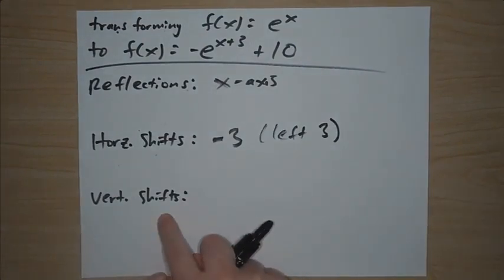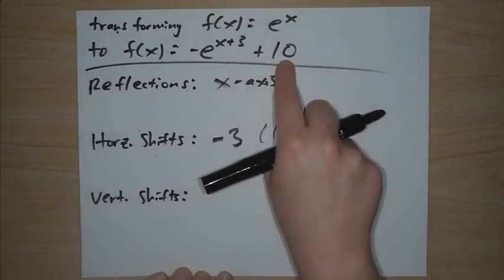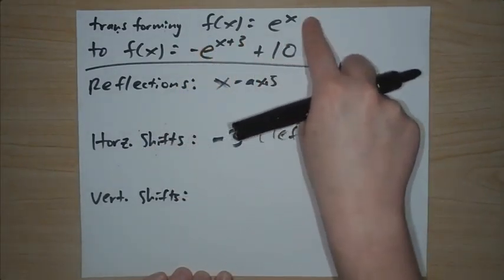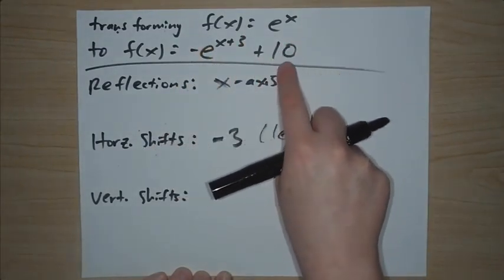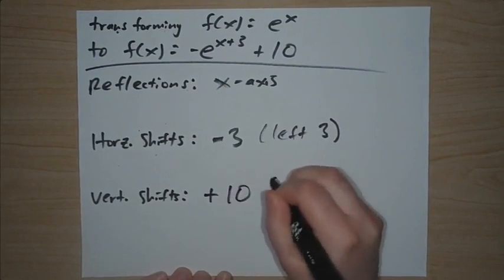For vertical shifts, we look at what's added to the function after all, or minus after all, and we see this 10. So we have this right here, and we added 10. And so what this does is it shifts our graph upwards 10 spaces. So we go up 10 spaces.